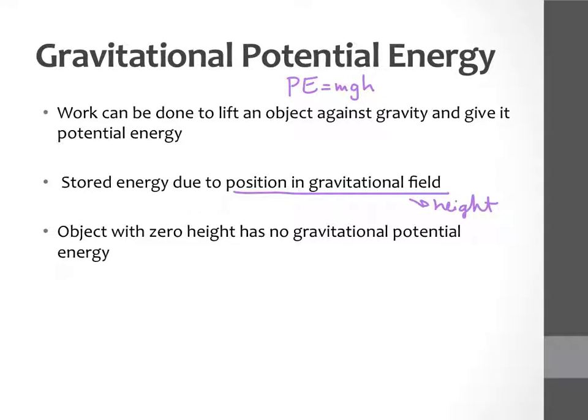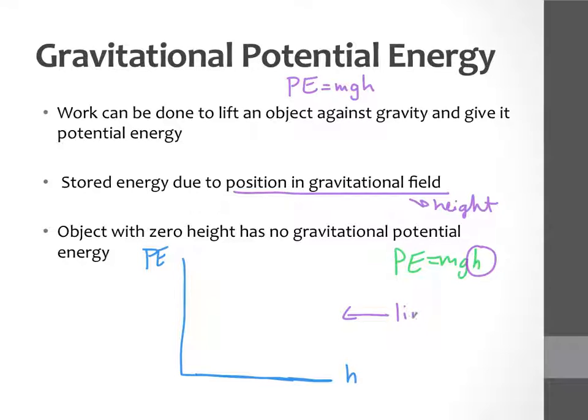Because gravitational potential energy is dependent on height, it's often a type of question where we're exploring the relationship between potential energy and height. Now looking at our equation right here, we're focusing on height. Because there's no exponent here, this is a linear relationship. So what would a linear graph look like? It would just look like this.